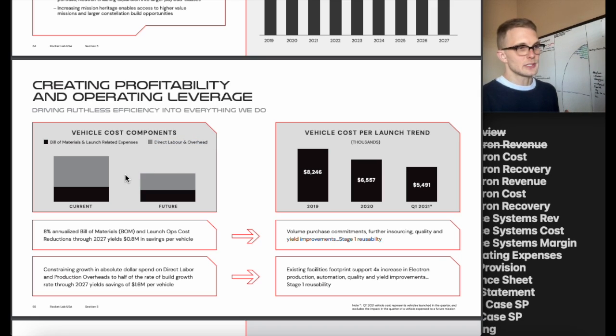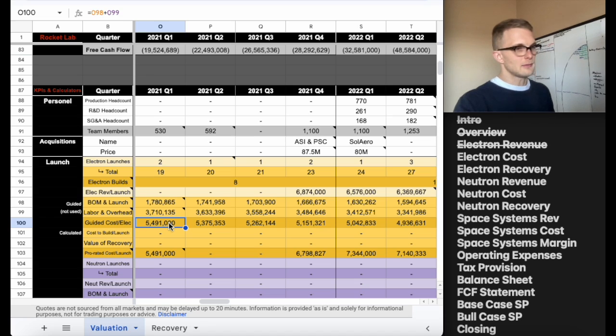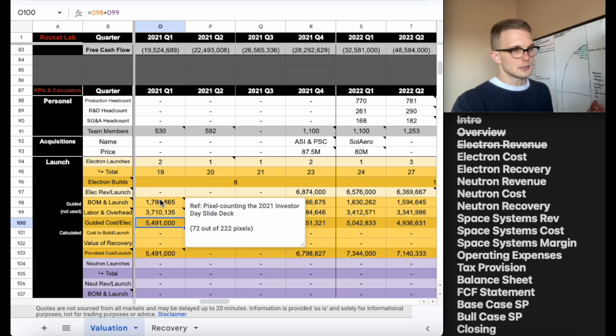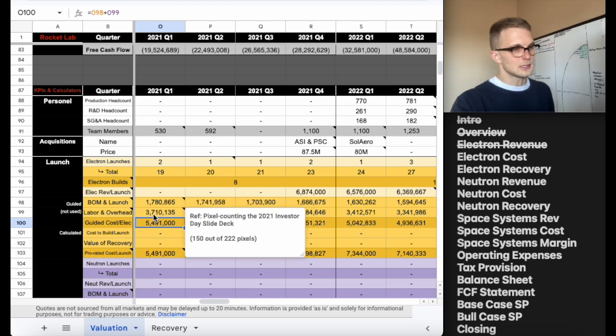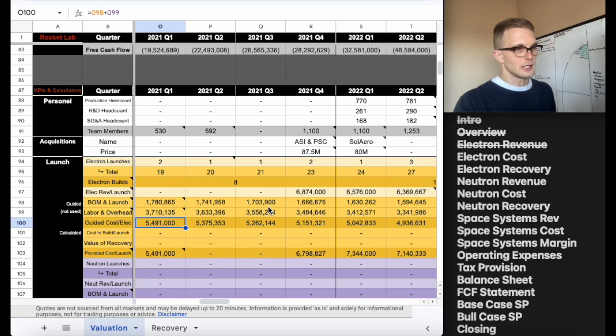Now, while nothing was explicitly stated as far as a percentage, I did the arduous task of pixel counting. So essentially what we were able to derive from that previous slide is that if an Electron costs 5.5 million to make, it would roughly round us out at about this percentage for the bill of materials and launch expenses, compared to this as a percentage for the labor and overhead. Now, I realize that's not the most accurate way to calculate the cost of the machine, and I'm sure that some of that's changed by now, but the important part is that it is at least directionally accurate.